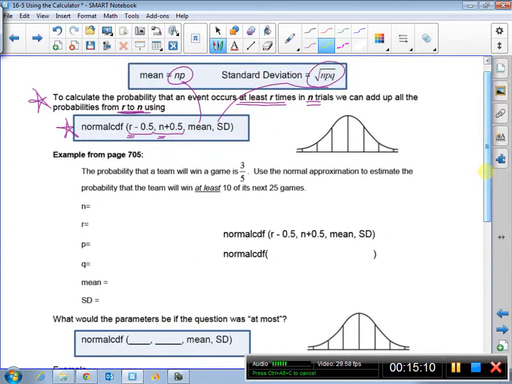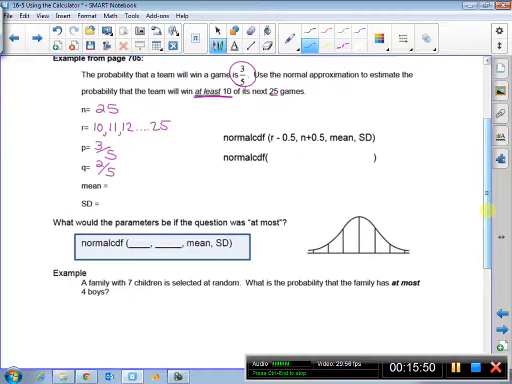Let's go back and look here where the notes are. And I'll just do a little bit more so we can do binomial expansion also. The probability that a team will win a game is 3/5. So that means they'll lose 2/5 of the time. Use the normal approximation to estimate the probability that the team will win at least 10 of its next 25 games. So 25 games, at least 10 would be 10, 11, 12, all the way up to 25. Again, too much work.